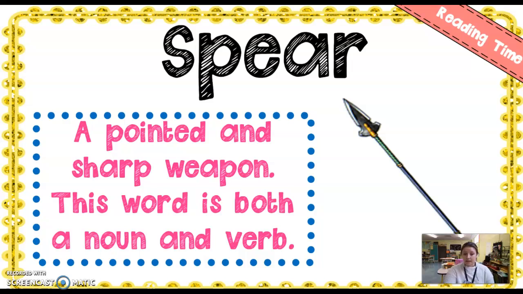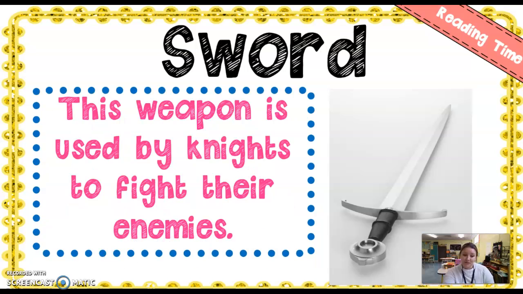A spear is a pointed and sharp weapon. The word spear is kind of cool because it's both a noun and a verb. A spear is a noun because it's a thing that you hold, but spear is also a verb if you say, I am going to spear my hamburger meat with my fork, right? Spear is something that you do, but spear is also a noun. So this is where your context clues come in.